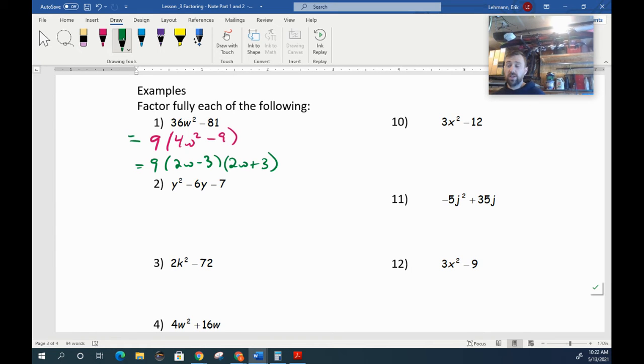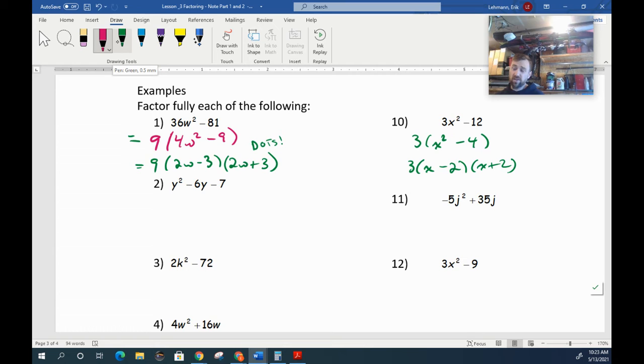2w minus 3, 2w plus 3. Square root of 9 is 3, square root of 4 is 2. That's our dots, okay? Because it's two terms. Factor out a 3, I get x squared minus 4. I can do this again. Look, it's dots again. X minus 2, x plus 2. Again, dots. Why? Because there are two terms in there.